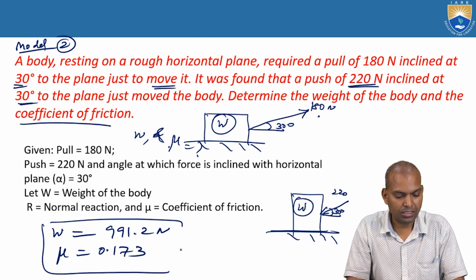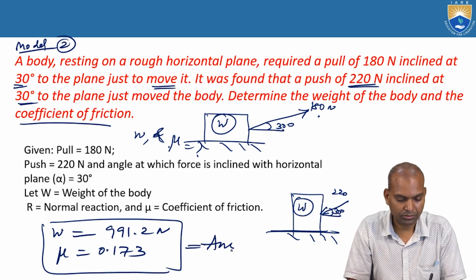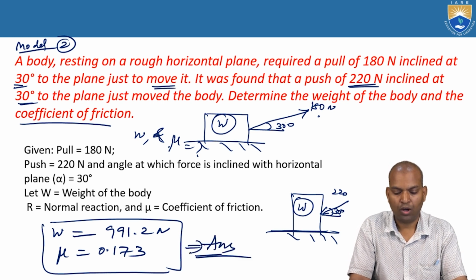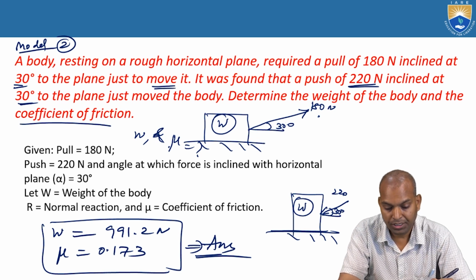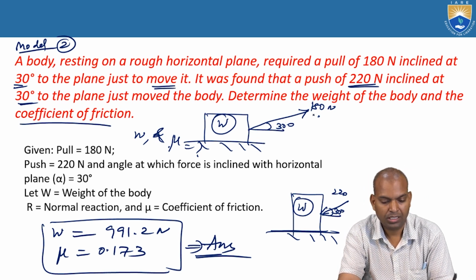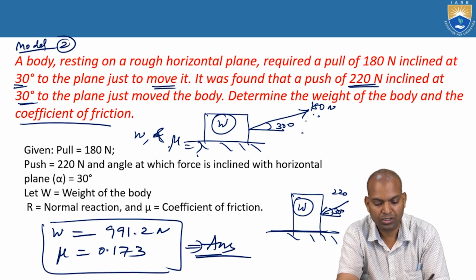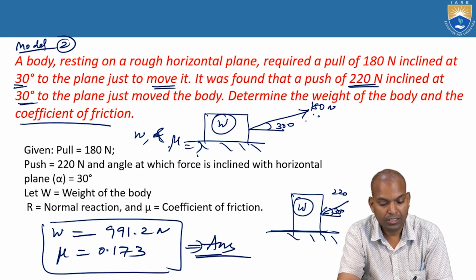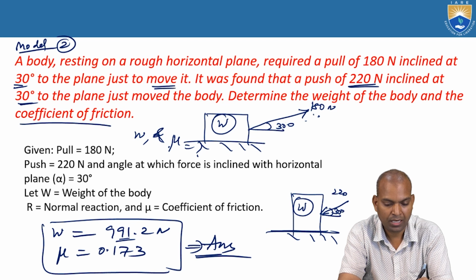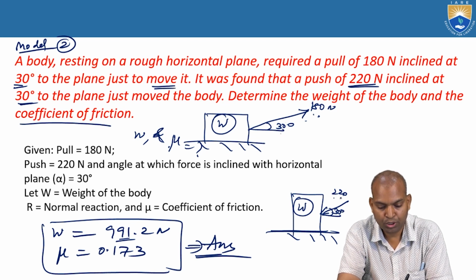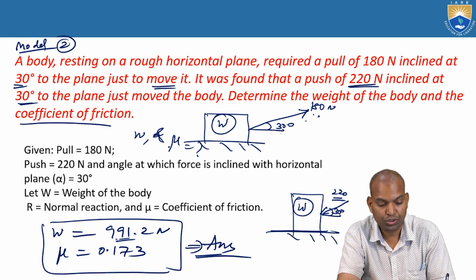0.17. These are the answers, we got it. The point is that now you can compare. Here, 180 newtons is required. Less force is required to pull the same weight, that is 991.2 newtons, at the same 30 degrees. If you want to push, how much force is required? 220 newtons force is required in order to push the 991.2 newtons.